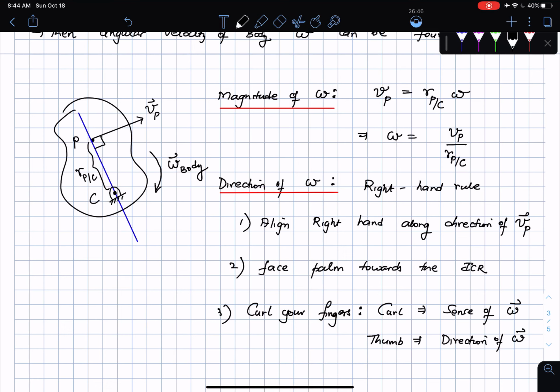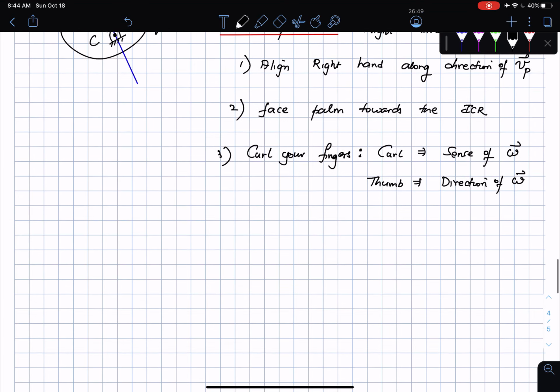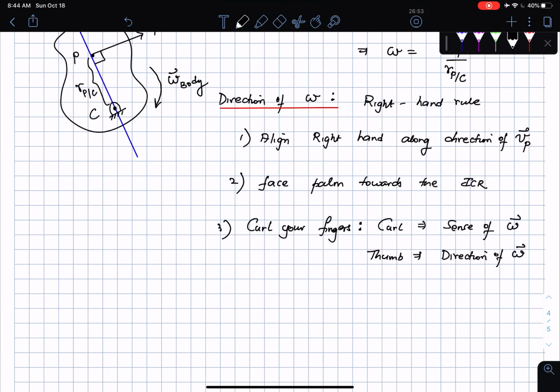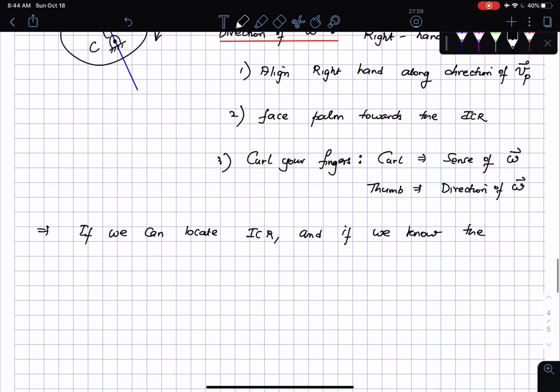Okay, so this is extremely important. This essentially tells us that if I know the location of the ICR, so which tells me if we can locate the ICR, and if we know the velocity at any point, velocity of any point on the body, we can then find the angular velocity of the body.